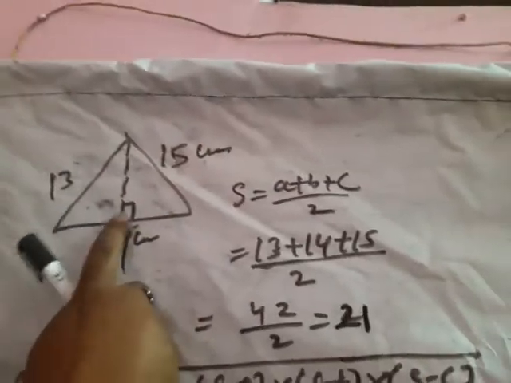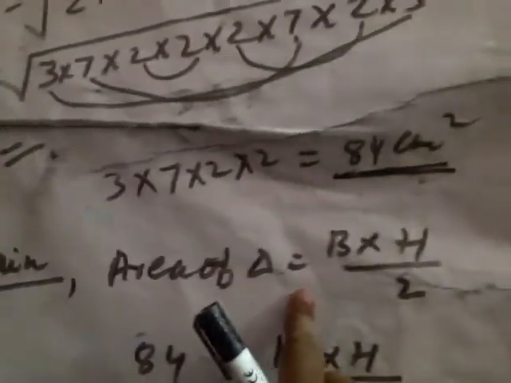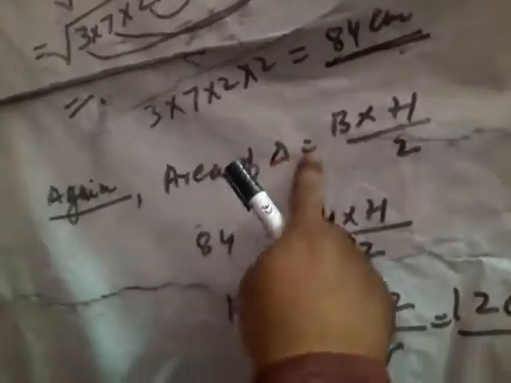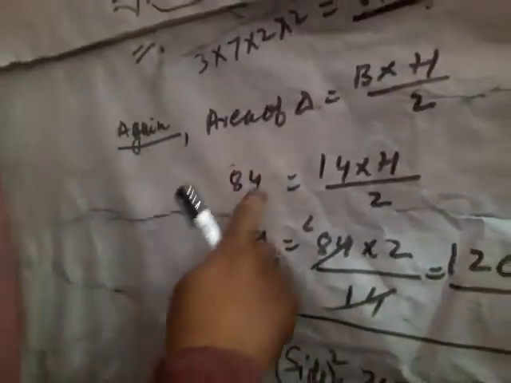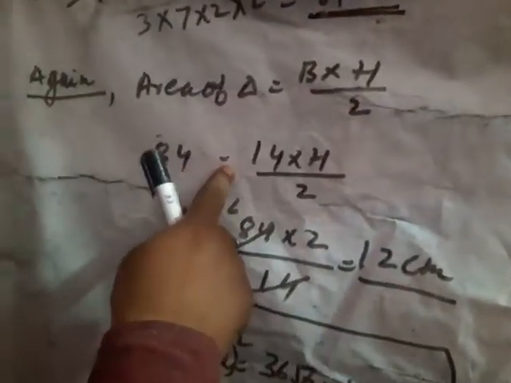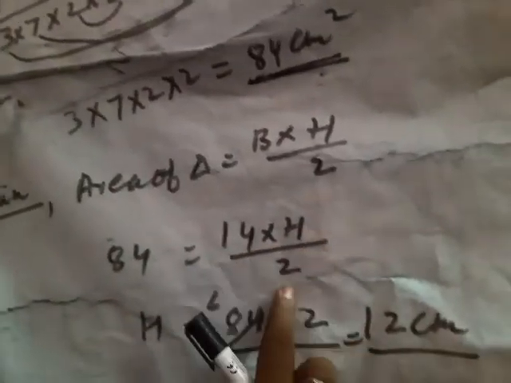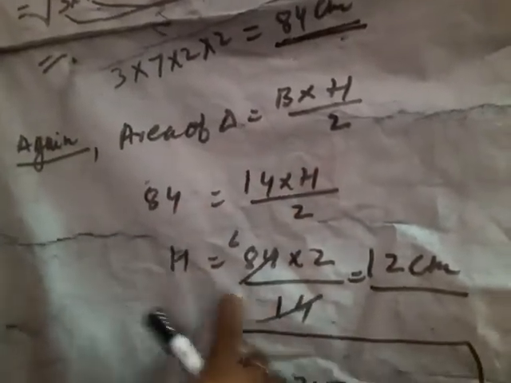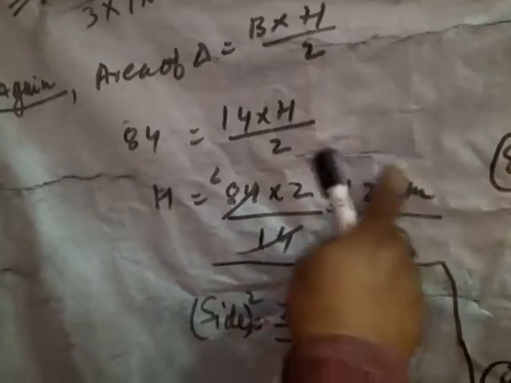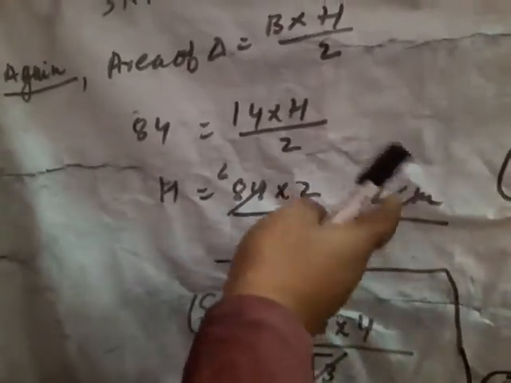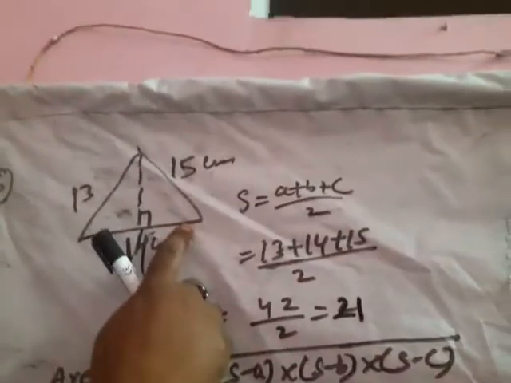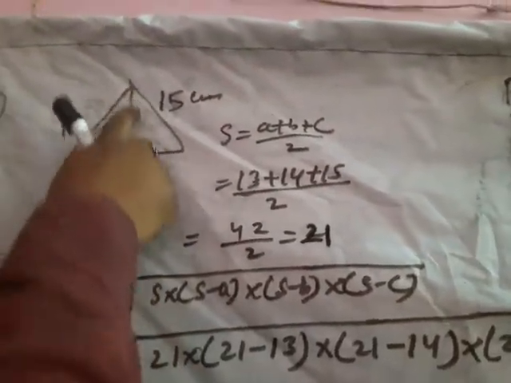But in the question one thing is also asked, that what is the height opposite to 14? Again, area of triangle is equal to base into height upon 2. So the area of the triangle is 84, and you find 84 is equal to base 14 into h upon 2. 14 upon 2 goes to that side, h is equal to 12 centimeter. So the height is equal to 12 centimeter opposite to base 14 centimeter.